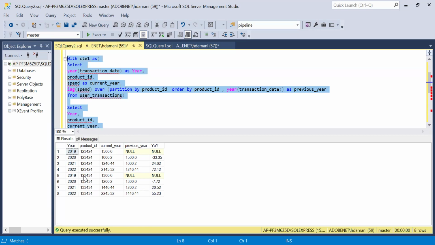Similarly, if we see for product ID 1334434, since we don't have any data for 2019, it's null. And for the rest of the years, we are getting year over year growth over here, right? So yeah, guys, like this, you can calculate year over year, quarter over quarter, and week over week growth for any of the products, right?